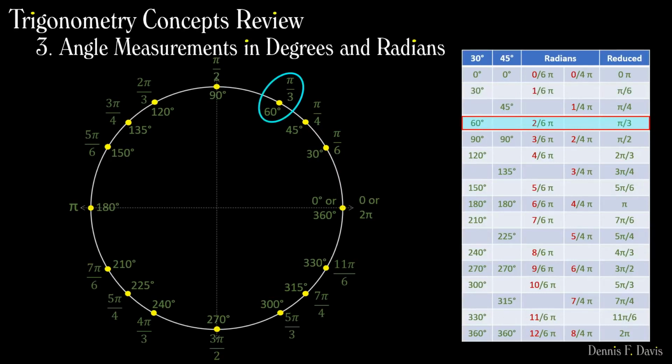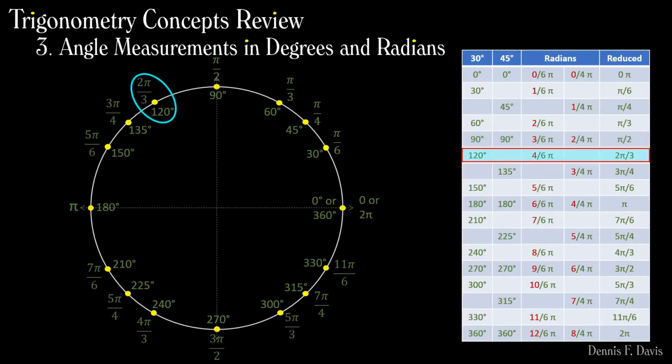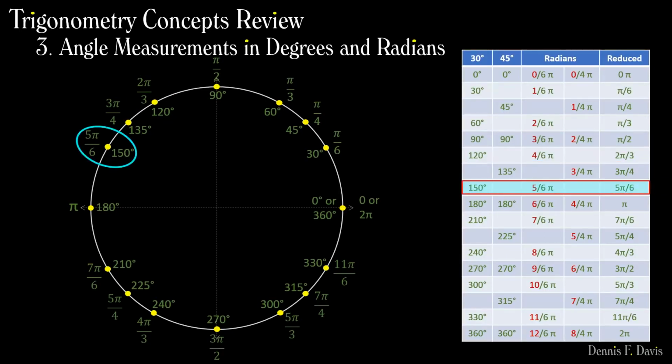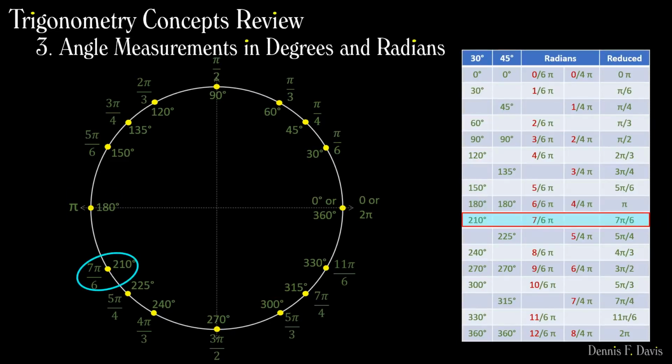60 degrees is 2/6 of pi, twice what 30 degrees is. 2/6 reduces to 1/3, so pi over 3 radians. 90 degrees is 3/6 of pi, which reduces to 1/2, so pi over 2 radians. 120 is 4/6 pi, which reduces to 2/3, so 2 pi over 3 radians. 150 degrees is 5/6 pi, which can't be reduced, so 5 pi over 6 radians. 180 degrees is 6/6 pi, which reduces to 1, so 180 degrees is simply pi radians. 210 degrees is 7/6 pi, which can't be reduced, so 7 pi over 6.